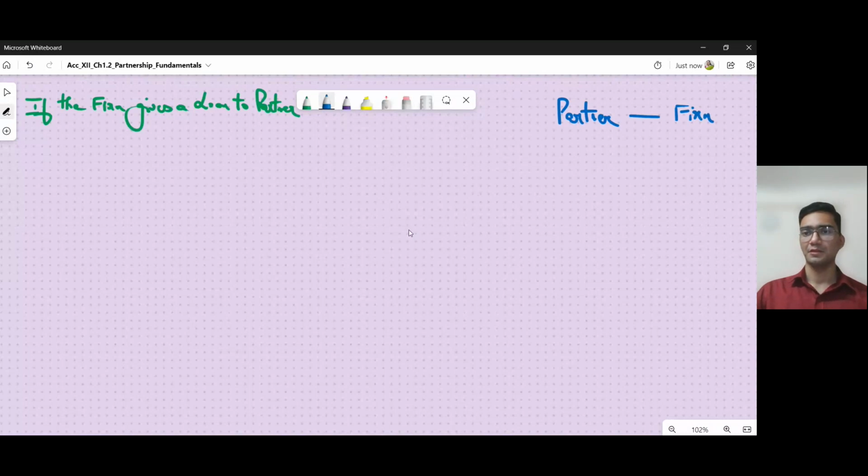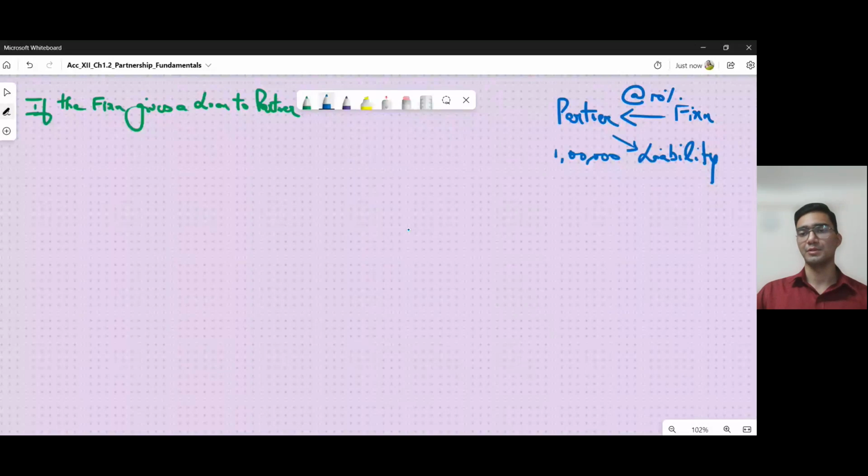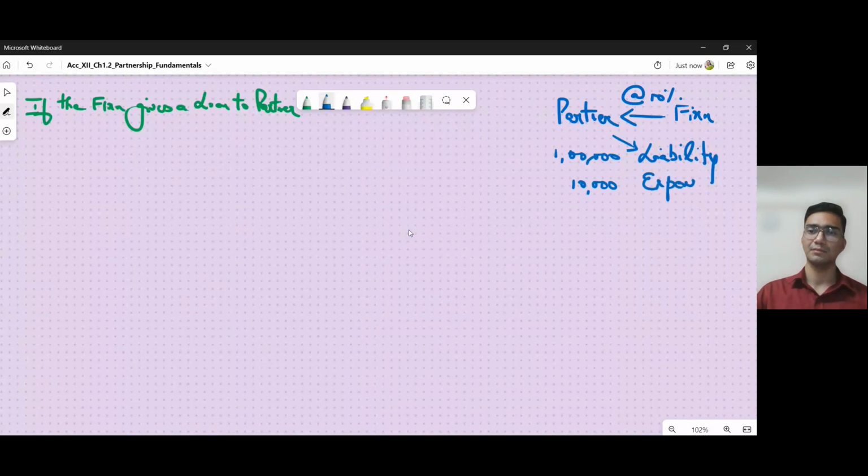I am saying the firm has given a loan to the partner at the rate of 10%. Say the amount was 1 lakh. So for the partner, this 1 lakh is going to be a liability because he has to pay it up. And since there is an interest which is going to be charged at 10%, that is 10,000, this 10,000 is also going to be an expense.